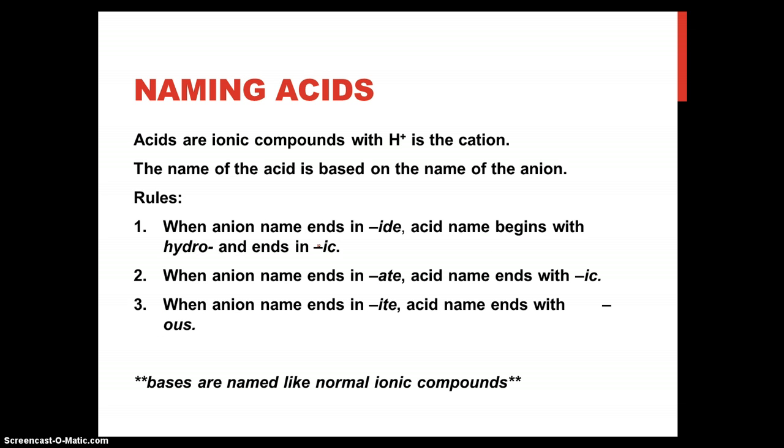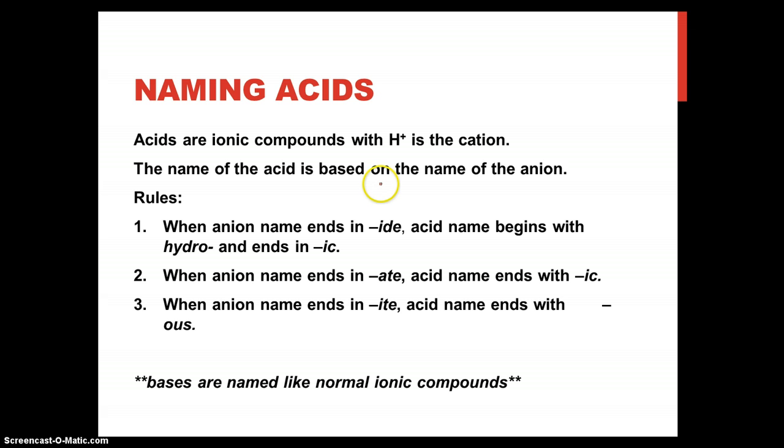Okay, so to begin with, we need to learn how to name an acid because the acids have different rules for naming than just plain ionic compounds do. So we need to look at these rules, and we're going to practice these a lot more in class. All right, so to begin with, acids are ionic compounds, but instead of the cation being a metal, the cation is a hydrogen ion. That's how you're going to identify an acid, is because it has that H+ as the cation. And the name of the acid is based on the name of the anion.